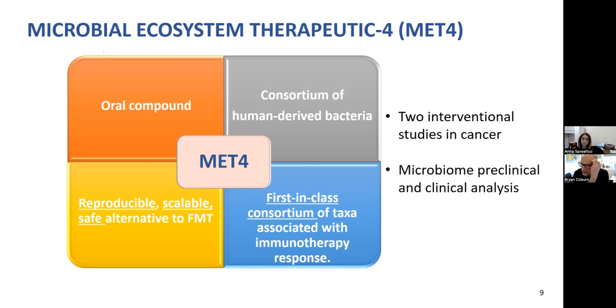MET4 was a first-in-class consortium of taxa associated with immunotherapy response. So it selected organisms that were built into a consortium which reflected what we felt, or what the company felt, was the state-of-the-art with respect to immunotherapy response associated taxa. So it's a way of building a consortium ex vivo with human-derived organisms that you can scale to production for things like human trials or therapy. Next slide.